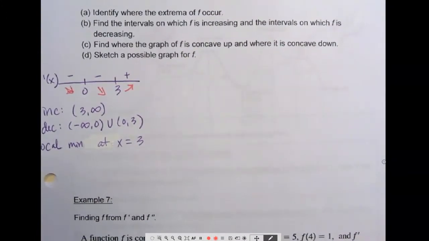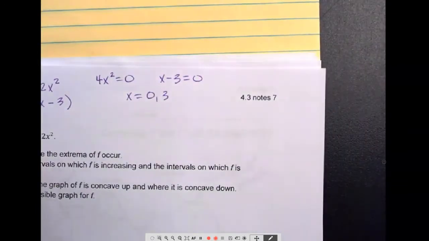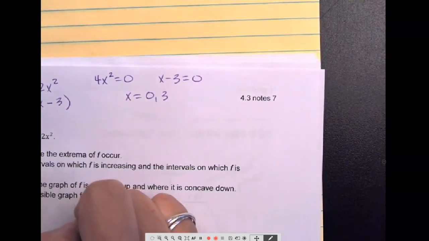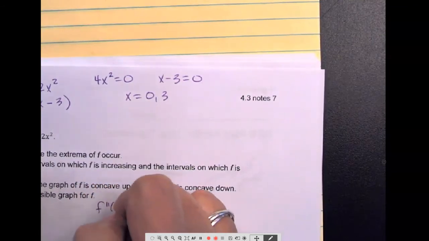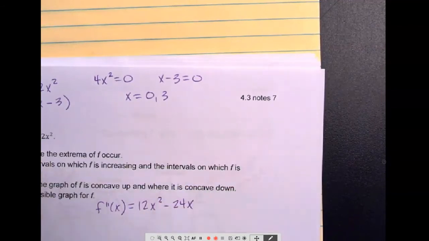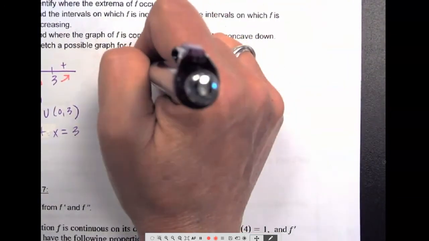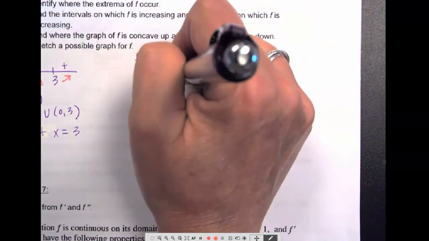Now, for concavity, we need to do the second derivative. Okay, so here is the first derivative. So the second derivative is 12x squared minus 24x. Okay, that's never undefined, but it will be 0.